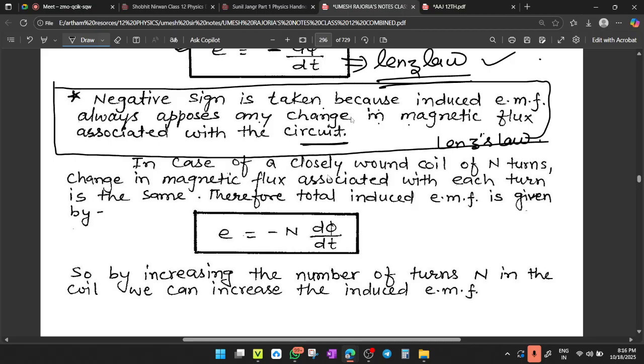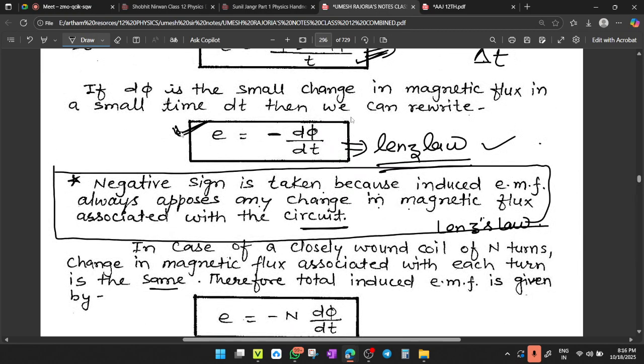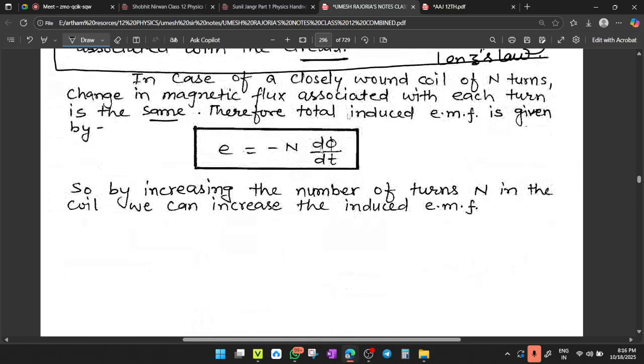In case of a closely wound coil of N turns, the change in magnetic flux associated with each turn is the same. So the total induced EMF is given by, for a single coil turn, E equals minus d phi by dt, right? But if there are N turns, the same thing will happen N times, right? So the total induced EMF equals what? Equals minus N times d phi by dt, right? This is very important.